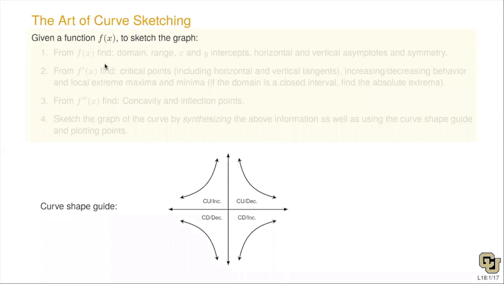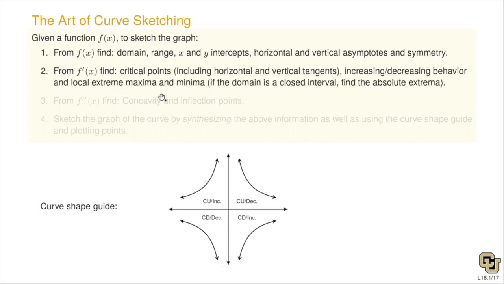So given a function f of x, to sketch the graph, from the original function f of x, we can find domain, range, x and y intercept information, horizontal and the vertical asymptotes, and symmetry information, if any. From the first derivative, we can find the critical points, including getting information about whether you have a horizontal or vertical tangent, increasing, decreasing behavior, and local extrema, again, if any.